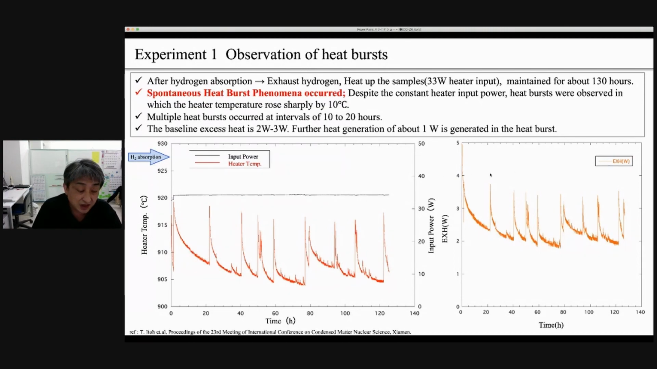This figure shows the evaluation of excess heat. The baseline excess heat is about 2 watts, and further heat generation of about 1 watt is generated in heat bursts.